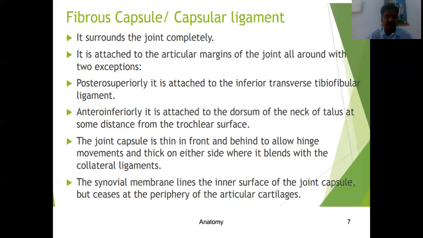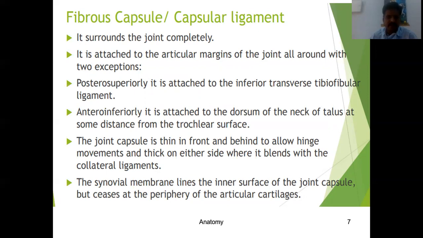Coming to the fibrous capsule, it surrounds the joint completely. It is attached to the articular margins of the joint all around, with two exceptions. Posterior superiorly, it is attached to the inferior transverse tibiofibular ligament.